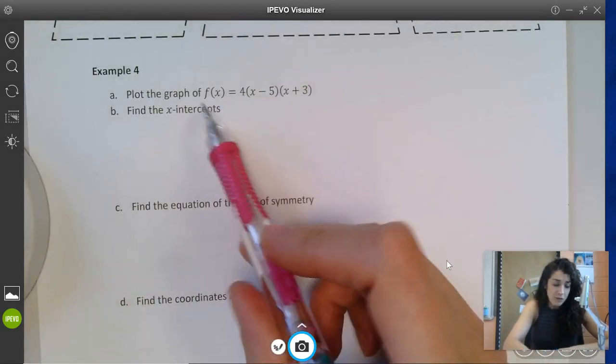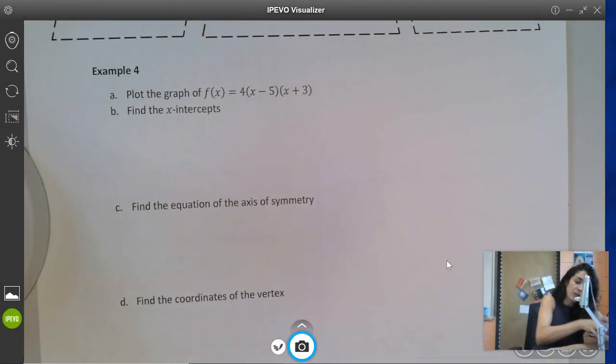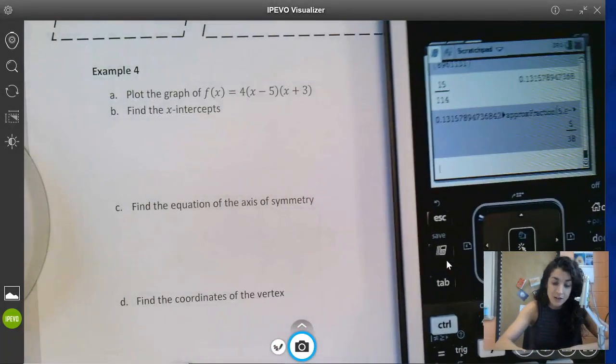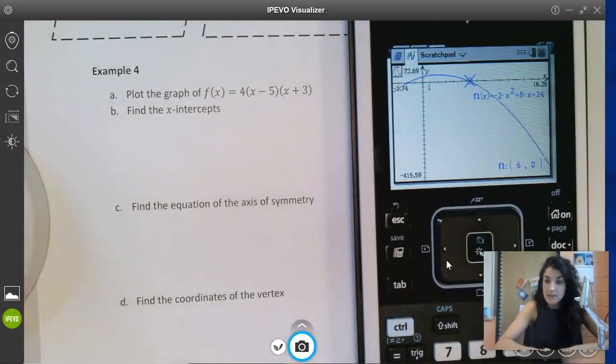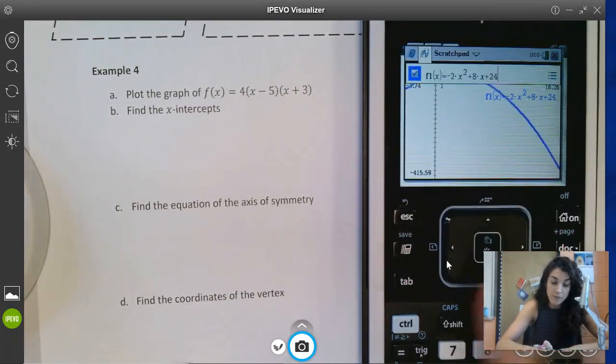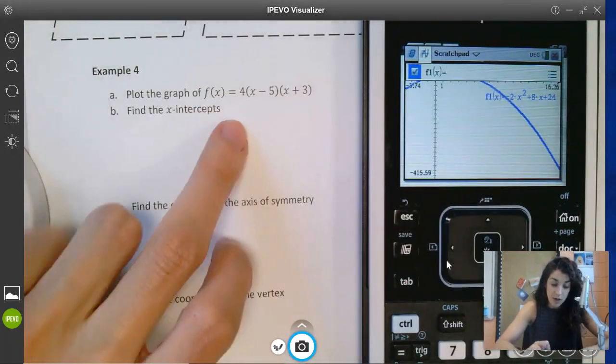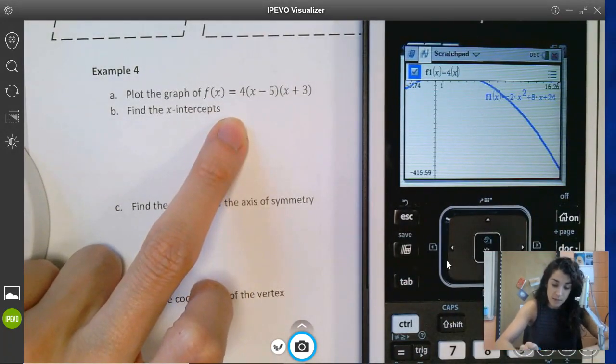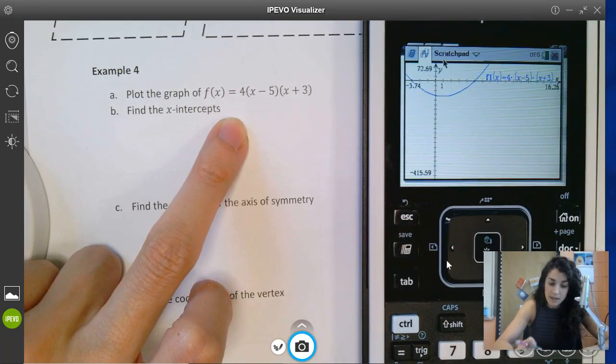So it says just first plot the graph on the calculator. It says plot, it doesn't say sketch. Sketch would mean you would have to draw it yourself. Plot just means put it on the calculator. So that's something important to keep in mind when we're talking about vocabulary on your IB exam.